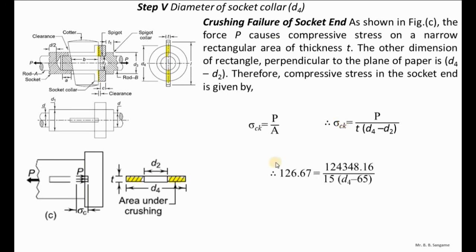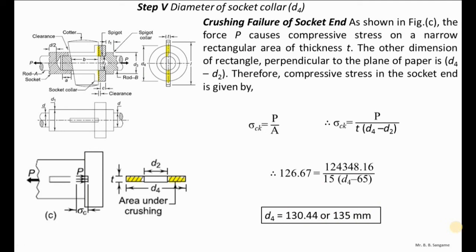Okay, so which is 126.67, P is 1,24,348.16 newton, t is 15 mm, d4 minus d2 is 65, which we have calculated in the previous slide. So after simplification I found that d4 is 130.44, so I have considered it as 135 mm.